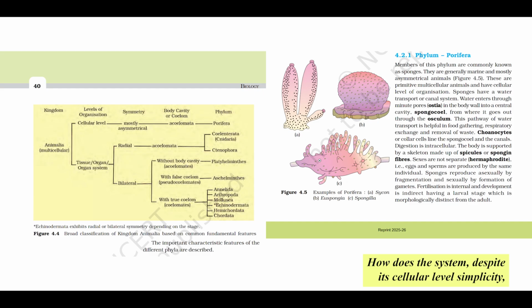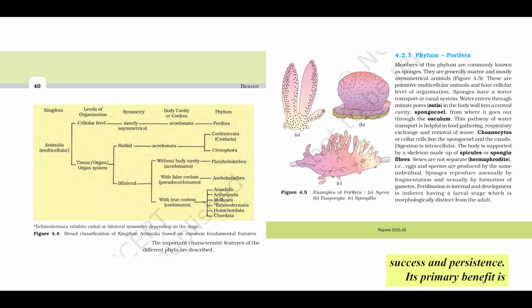How does this system, despite its cellular level simplicity, allow sponges to be so successful? They've been around for ages, right? How do they thrive being so, well, simple? That's a perceptive question. Despite their cellular level, the water canal system is absolutely fundamental to sponges' evolutionary success and persistence.